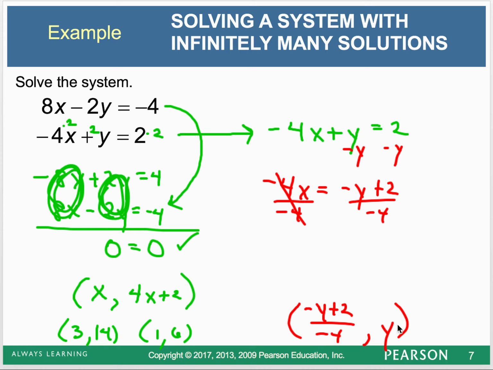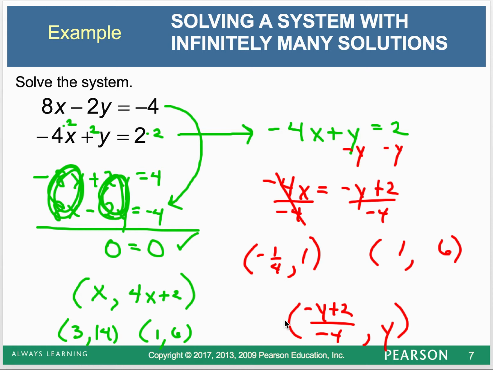All right, so let's just see if we get the same thing. If y is 6, and I plug in over here, negative 6 plus 2 is negative 4 over negative 4. Yeah, right? Or if y is 1, we would get 2 minus 1, negative 1/4.